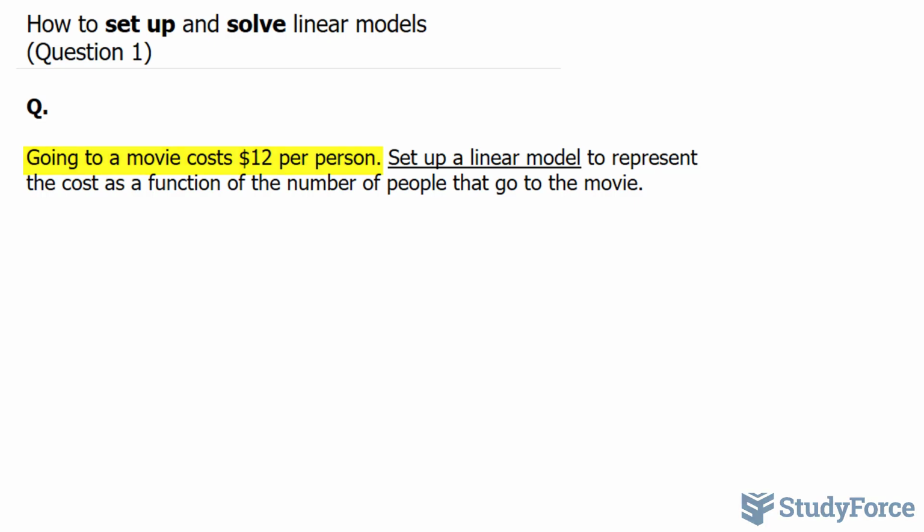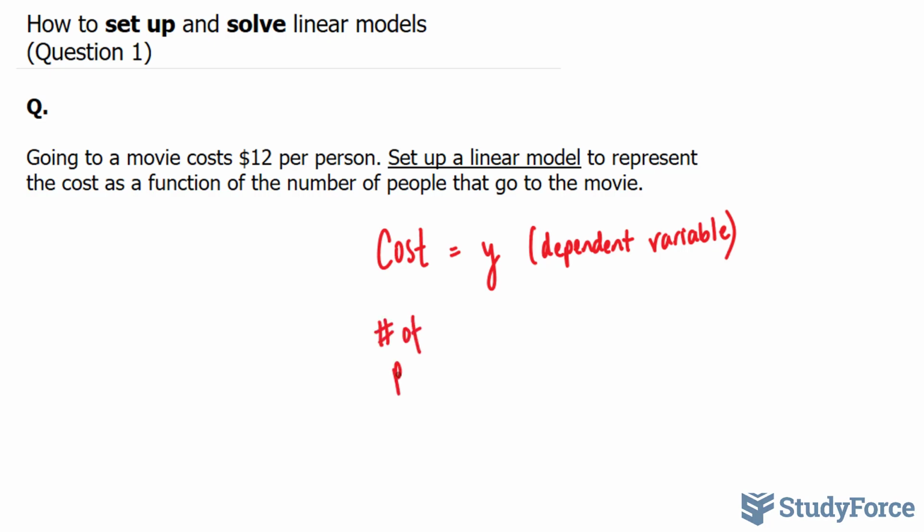And since cost is dependent, we set it as y. So let's say that cost is equal to y, our dependent variable. Our independent variable, on the other hand, is the amount of people. So the number of people will be represented as either the letter x or any other letter that you choose. It can even be n for the number of people. So n is our independent variable. And the reason why it's independent is because we don't know how many people are going to go to the movies. It can be 1, it can be 1,000,000. So it doesn't depend on the cost.